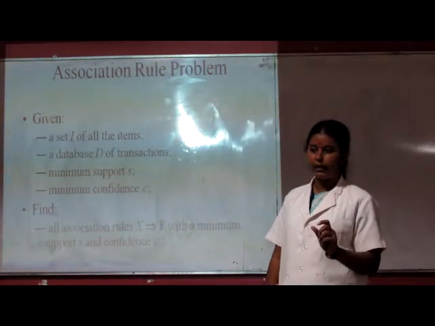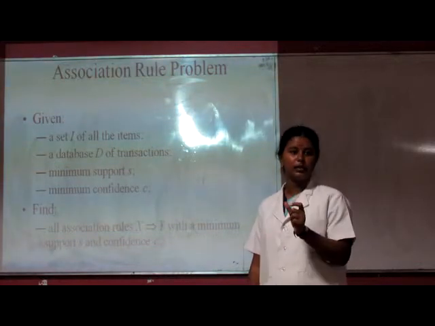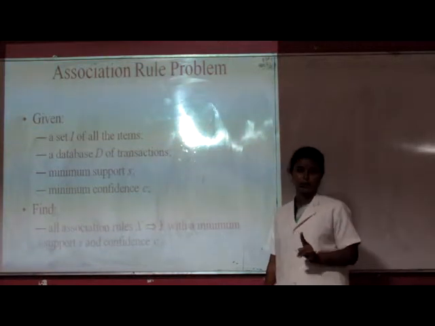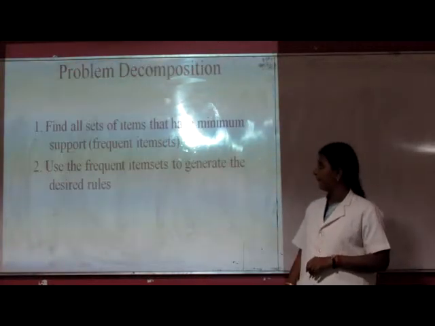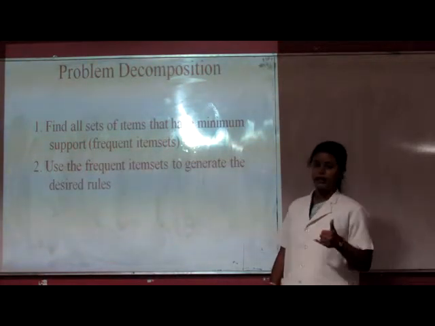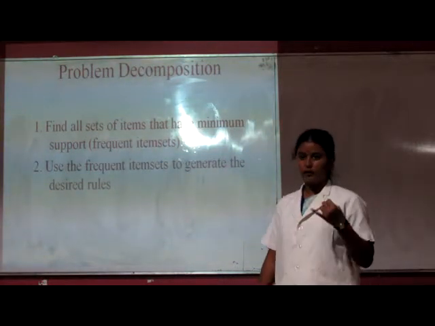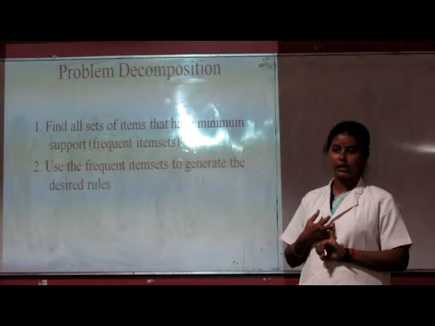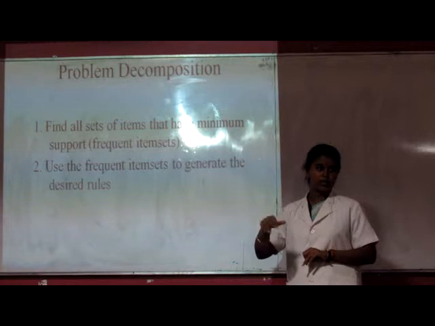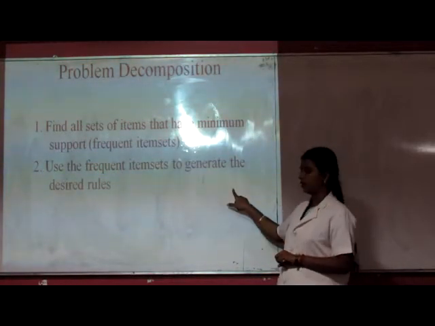So when calculating support and confidence level, we have to check whether the item satisfies the minimum confidence and minimum support. These two have to be considered. When we go for problem decomposition, we have to find all the sets of transactions that satisfy the minimum support, and then the frequent item sets: how many times that item set purchase took place.